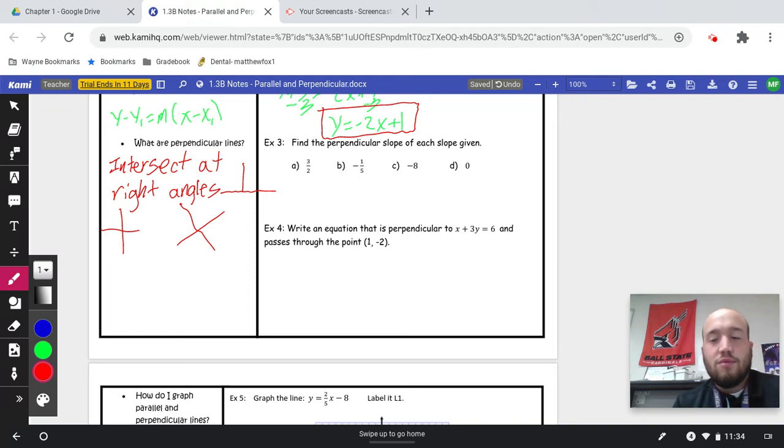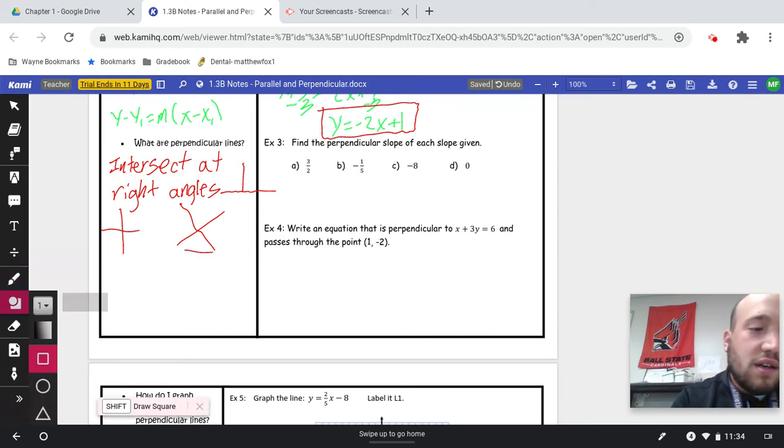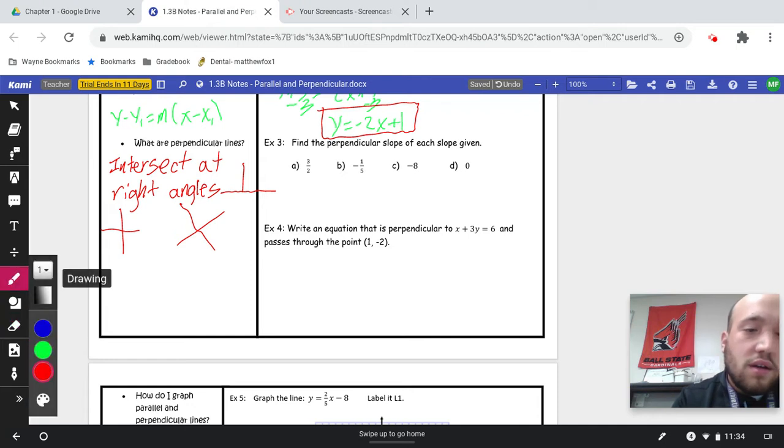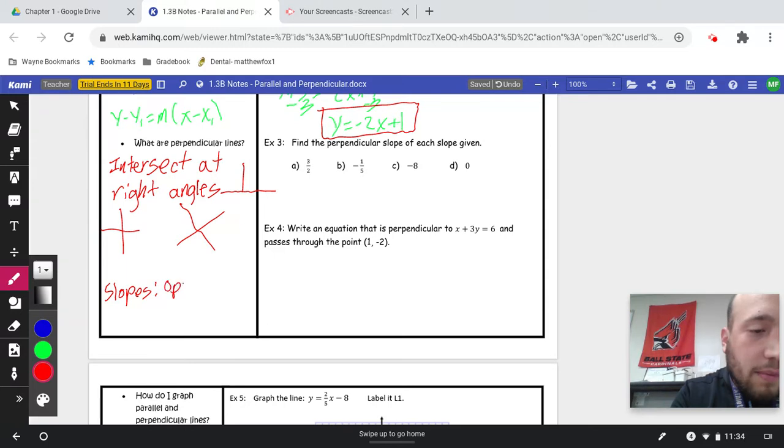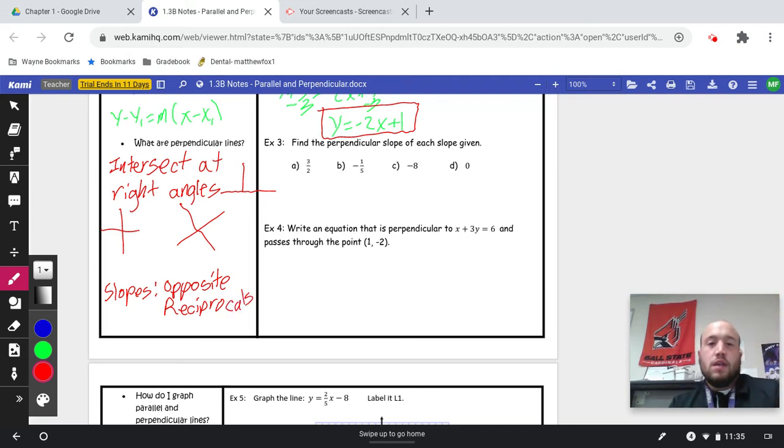Some of you might have forgotten this, but as you can see on this picture right here, anytime one line is going up and one line is going down, there's a positive and a negative slope. So we know our slopes in this situation are going to be opposite. And our word for how the slopes compare is opposite reciprocals. All right, so now let's go ahead and find the perpendicular slope of each of these given slopes.